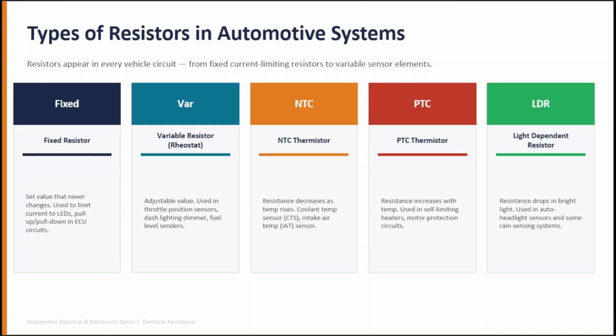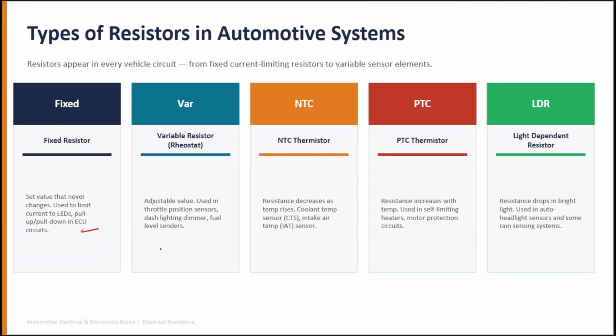The types of resistors. There are different types of resistors. One is called a fixed resistor. Fixed resistor means the resistance always remains the same, which we use in LEDs and pull-up circuits, which we use in ECUs. You will learn about this in later lessons.